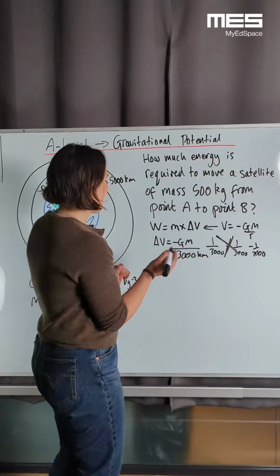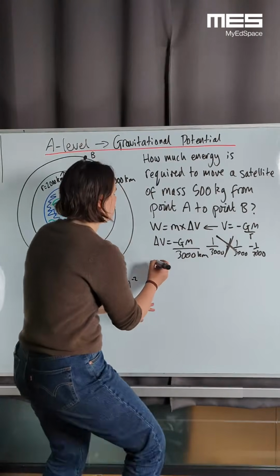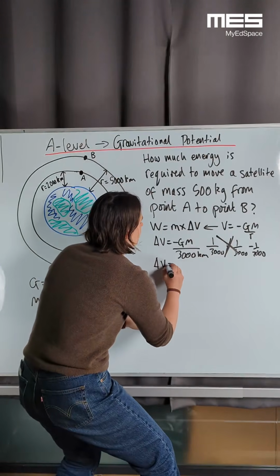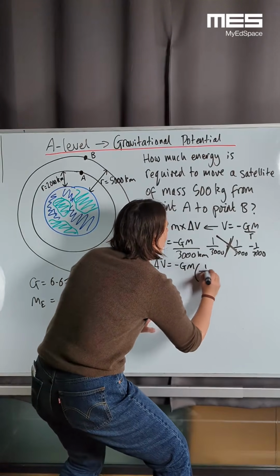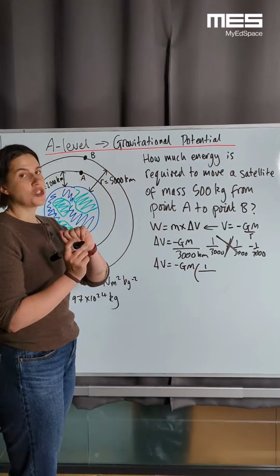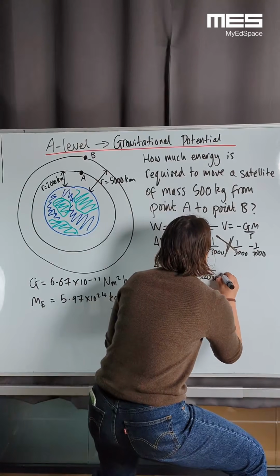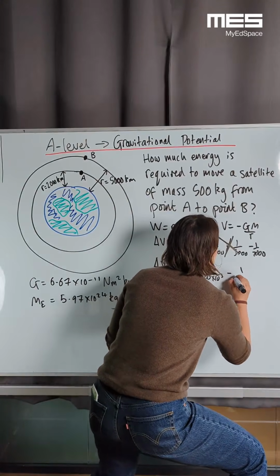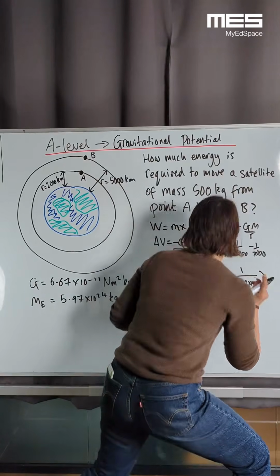What you've got to do instead is expand your equation a bit and pop a bracket in. So to find the change in potential, you take your GM out, then you do 1 over r2, which is 5,000 kilometres, so 5,000 times 10 to the 3, take away 1 over 2,000 times 10 to the 3.